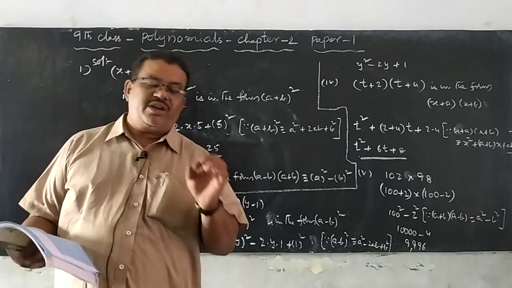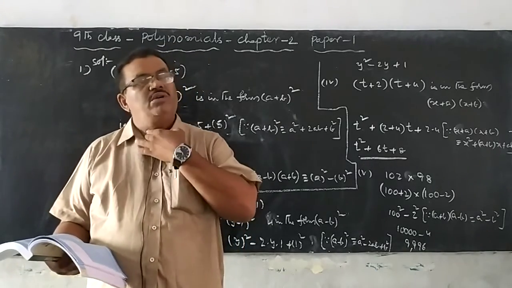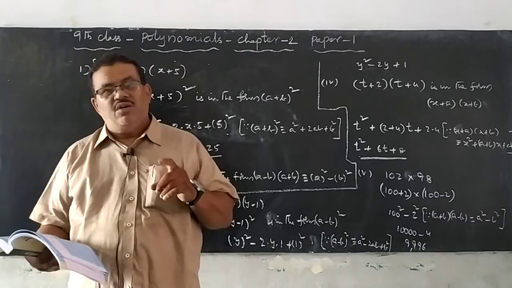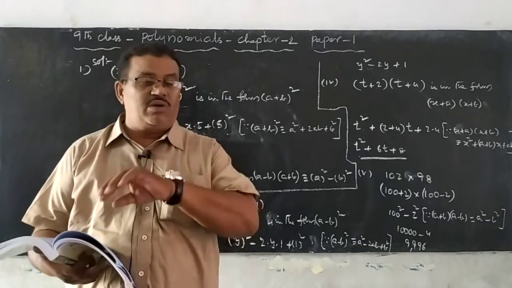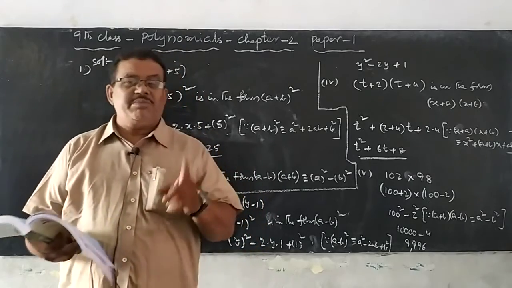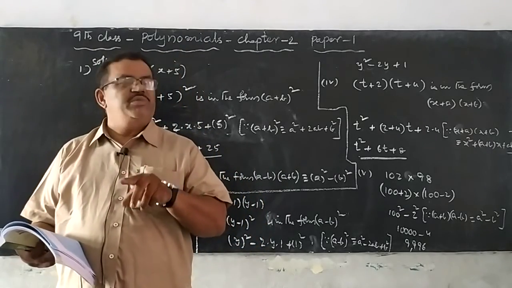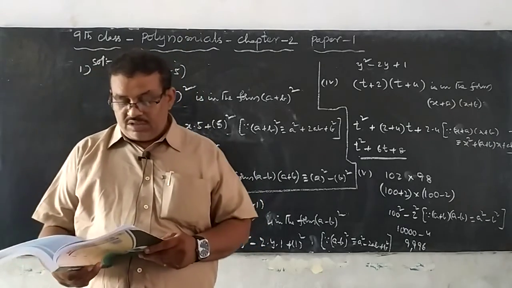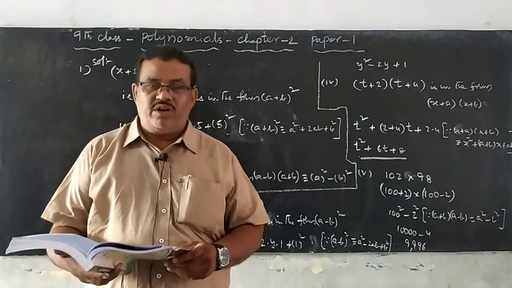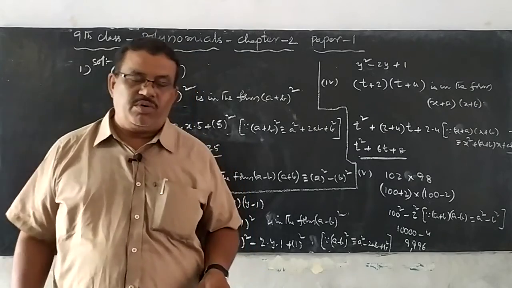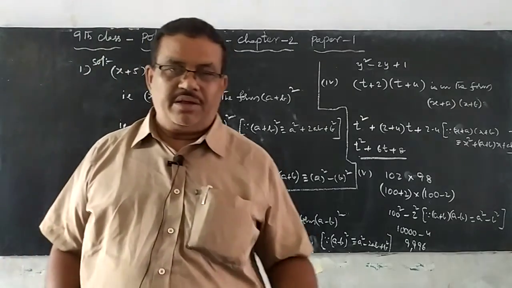50 1 by 2 can be written as 50 plus 1 by 2. 49 1 by 2 can be written as 50 minus 1 by 2. That is the a plus b into a minus b model. Try to do the remaining problems in the same process. Tomorrow, next class, we have to discuss the geometrical proof of the identities. Okay, children? Bye.